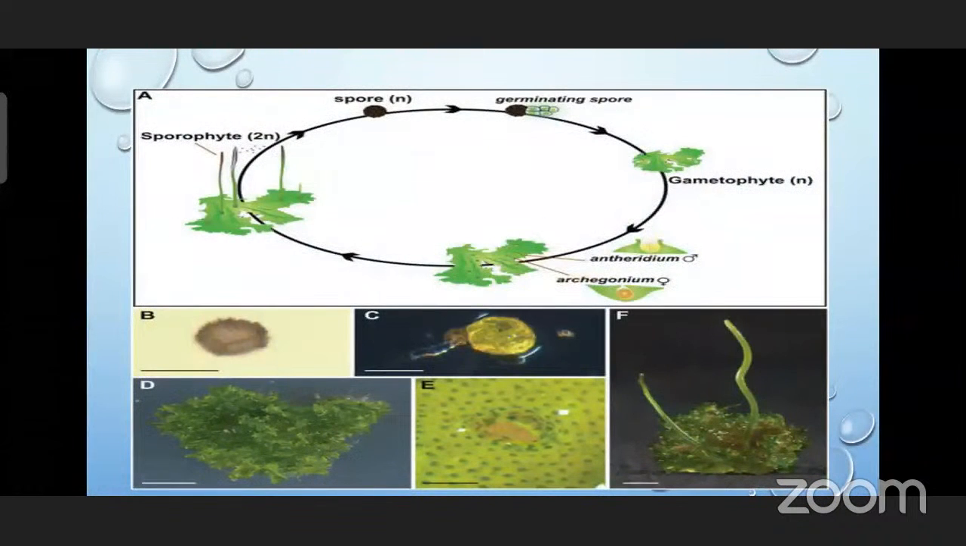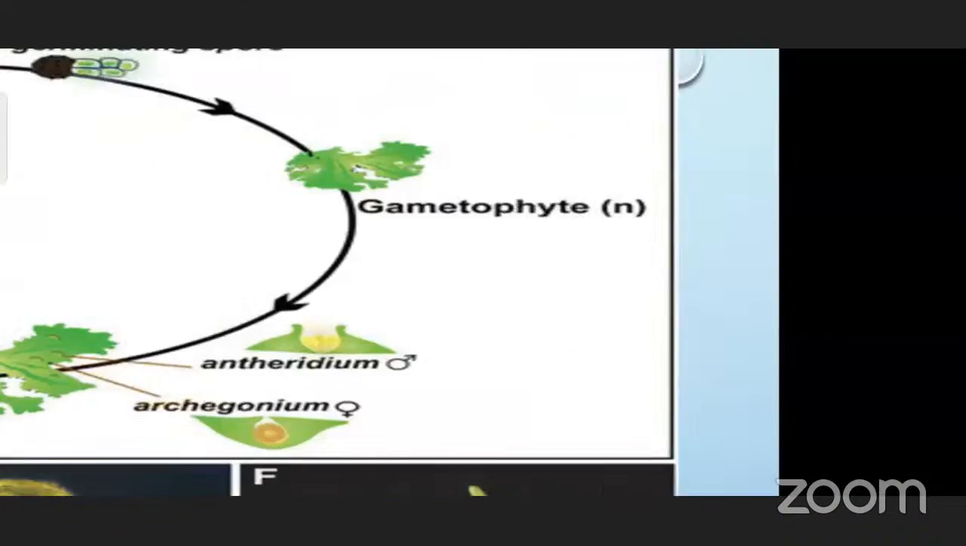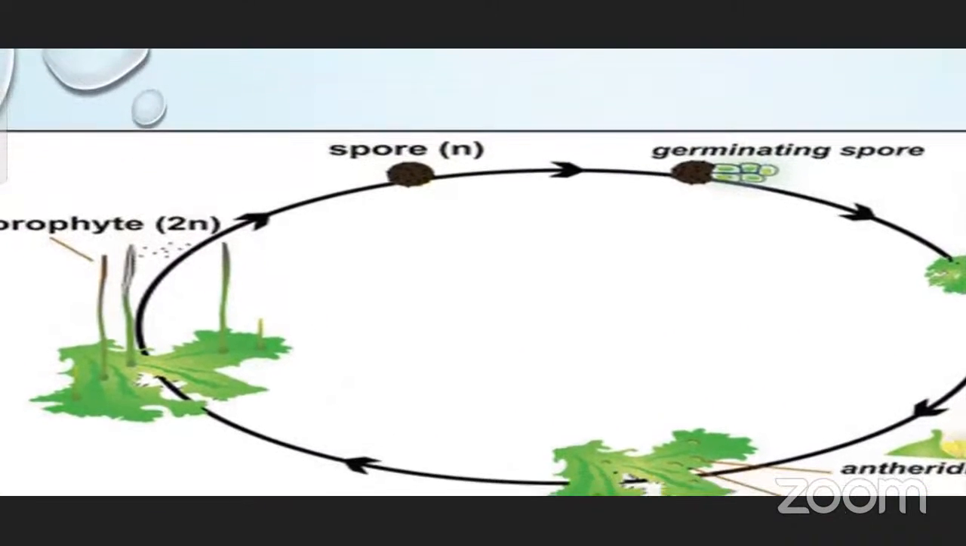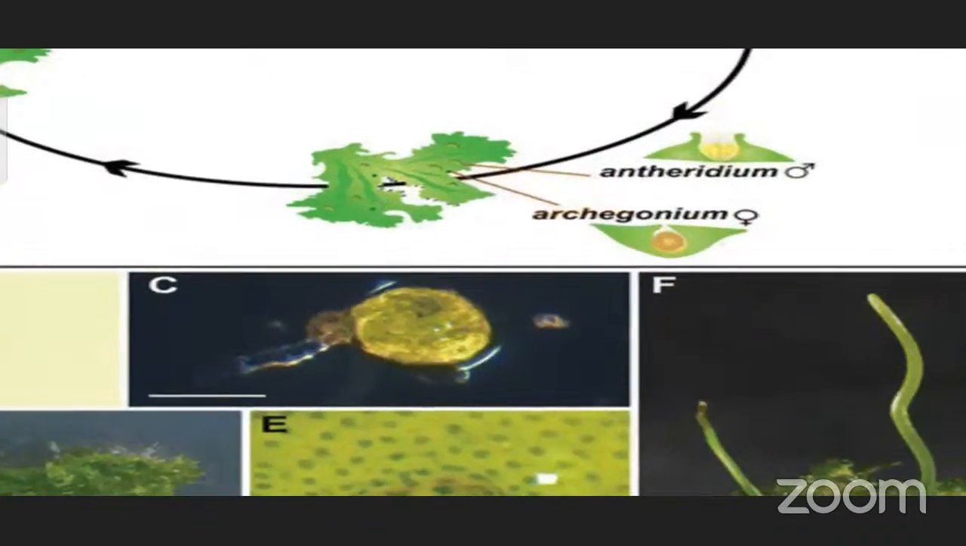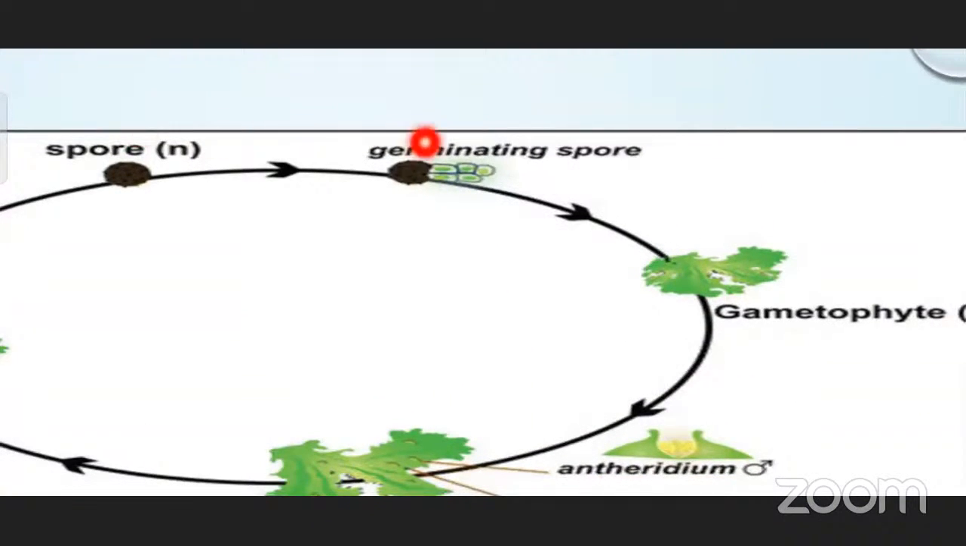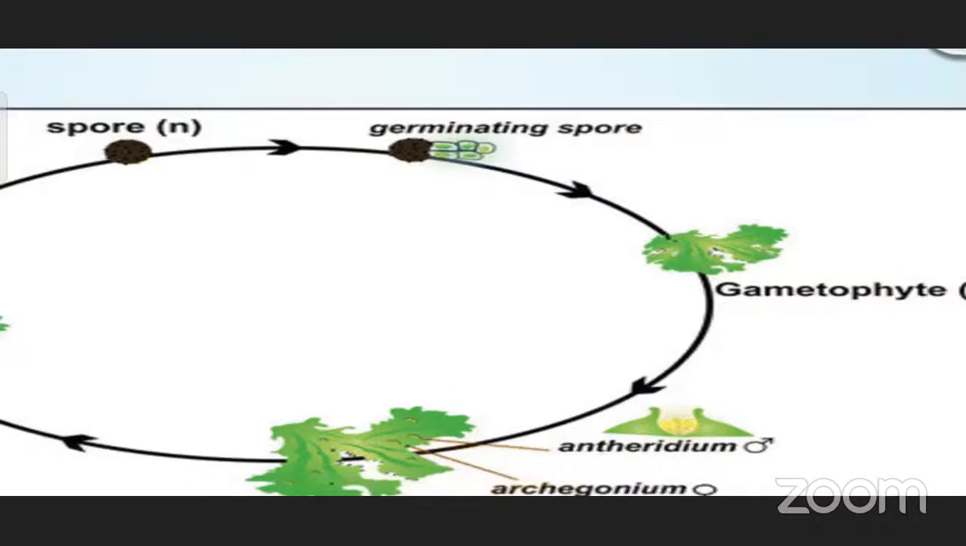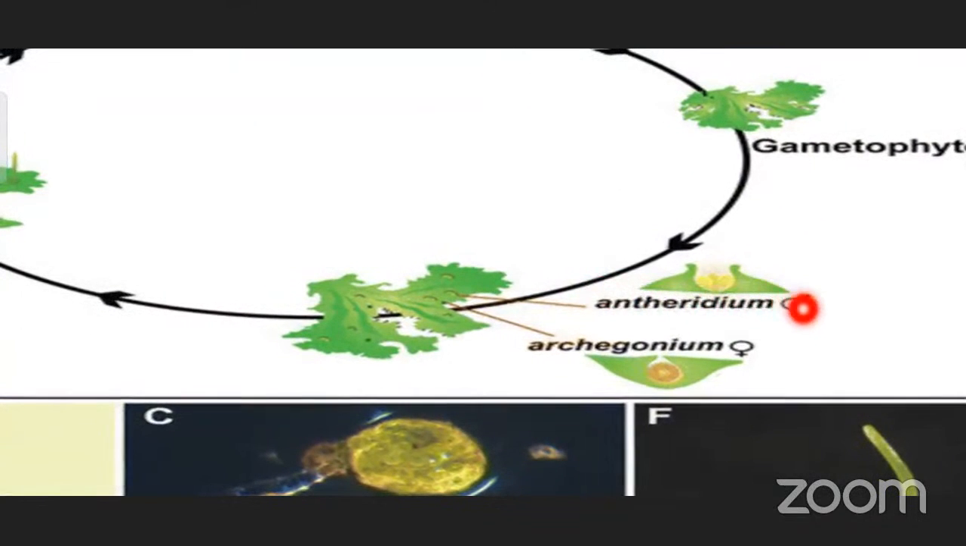And the life cycle also. Sorry, Marchantia, this one, not Funaria. Here, this Marchantia, you can see the spore is germinating and forming the gametophytic structure. The gametophytic structure may have the antheridium and archegonium. Antheridium is a male reproductive structure, and archegonium is the female reproductive structure. You can see here how the antherozoids are formed inside, and you can see only a single egg is present in the archegonia, which is a female gamete.